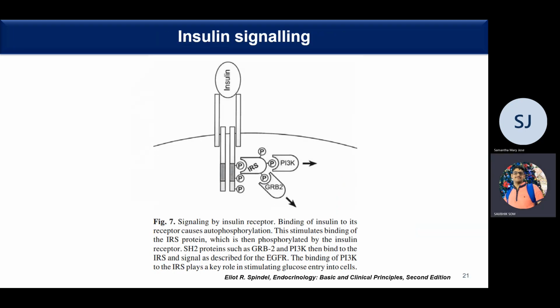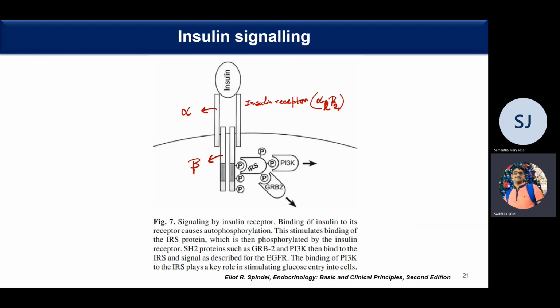Now, insulin also works through the receptor tyrosine kinase pathway. However, this is the insulin receptor, IR basically, which has alpha 2, beta 2. So these are the alpha subunits and these are the beta subunits of the insulin receptor.